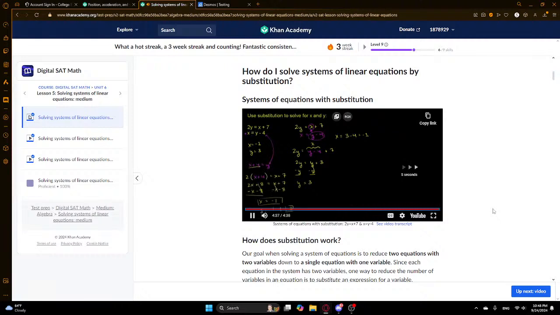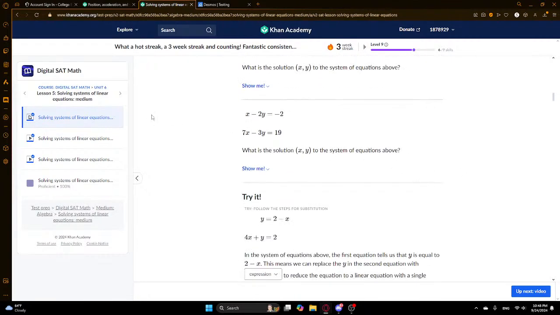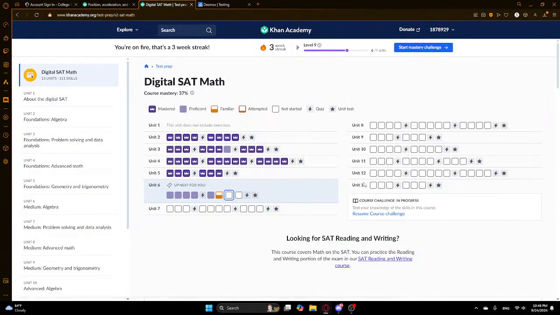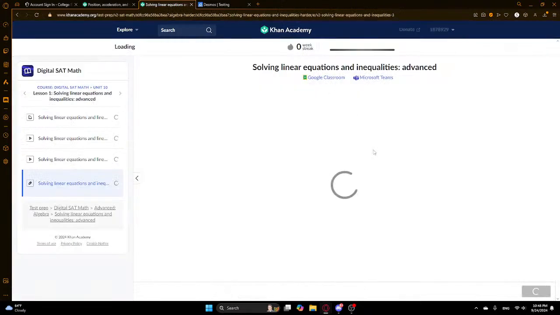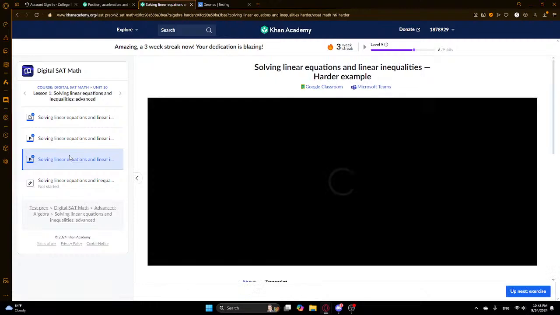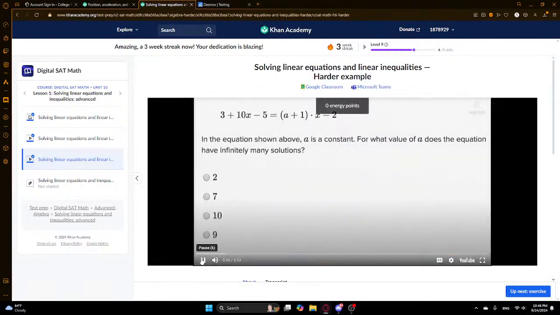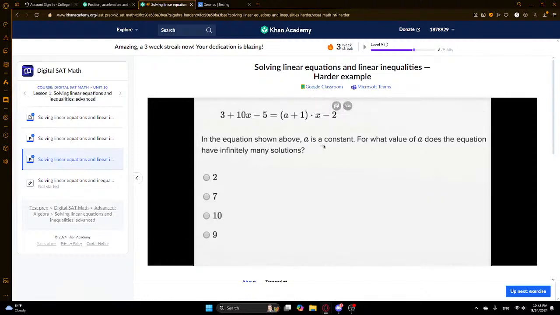It's even interesting. Bro. In the equation shown above, a is a constant.